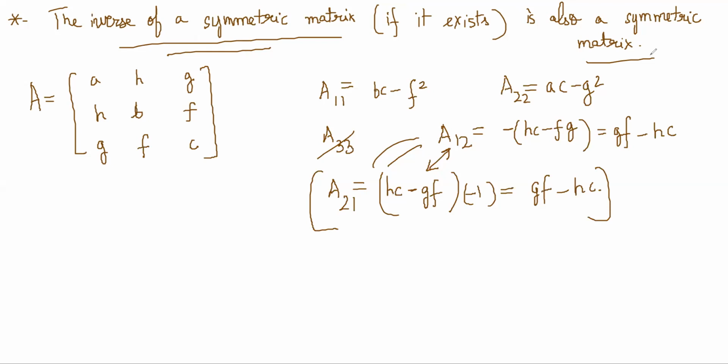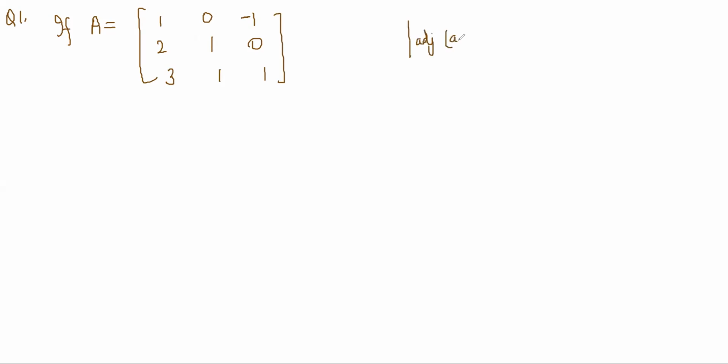Then, let's do a question. Most of the properties are done. If A is equal to the matrix with rows 1 0 minus 1, 2 1 0, 3 1 1, find det of adjoint of A.